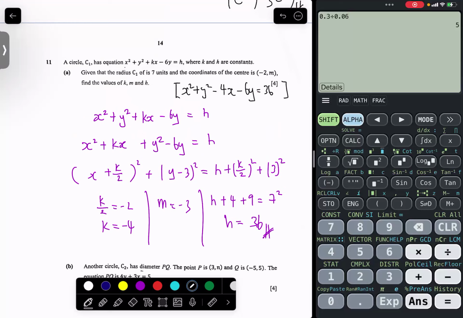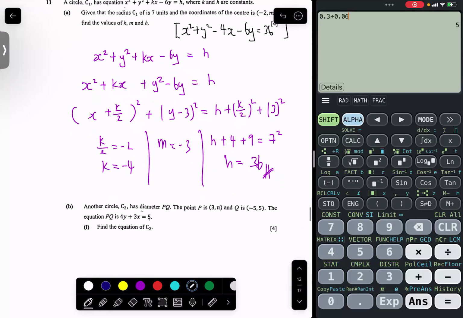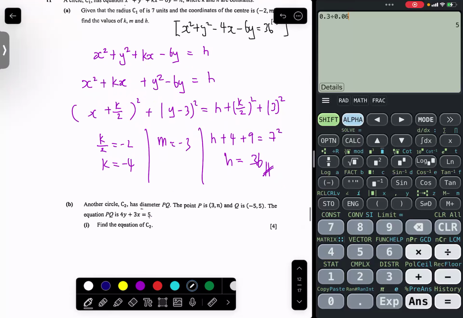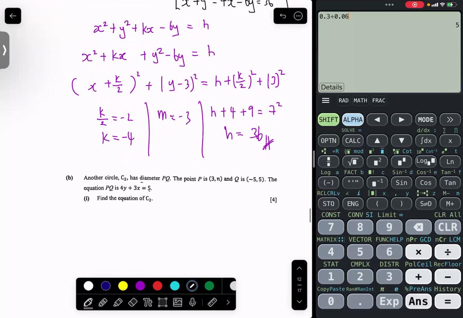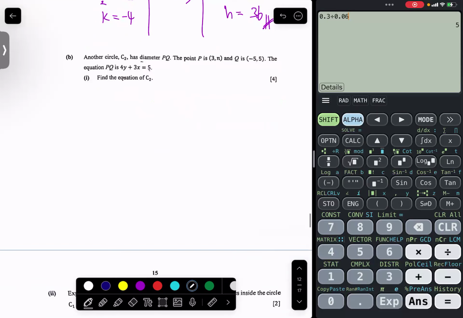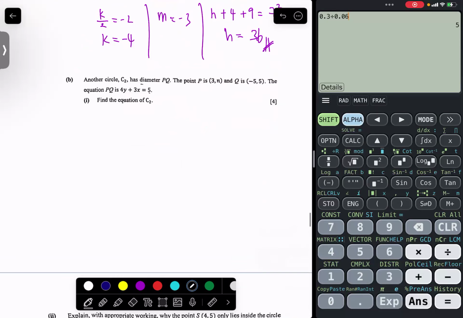This is the equation of the circle. Another circle C2 has diameter PQ. The point P is (3, n) and Q is (−5, 5). The equation of PQ is 4y + 3x = 5. Find the equation of C2. A bit weird, this one seems quite easy.